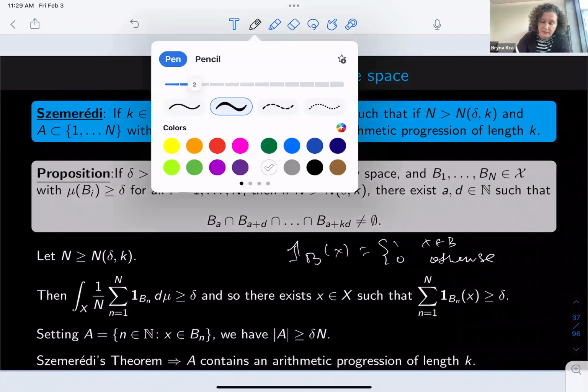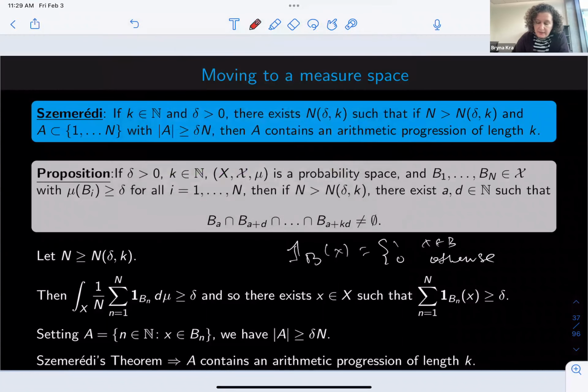Maybe writing in white is not a great color for this. Then if you take those indicator functions here and you average them, because as ergodic theorists and dynamicists, we can hardly ever say anything without averaging, right? So I take these indicator functions, add them up, and average, that's what I've done here, and then integrate over the whole space. Since every one of those sets has measure at least delta by assumption, the average has integral at least delta. And the whole point of averaging and finding an average being big is it means it has to happen somewhere, right?